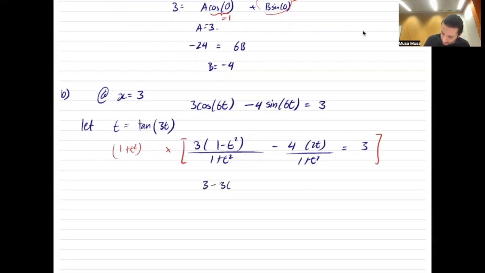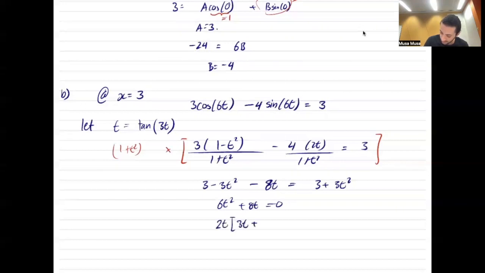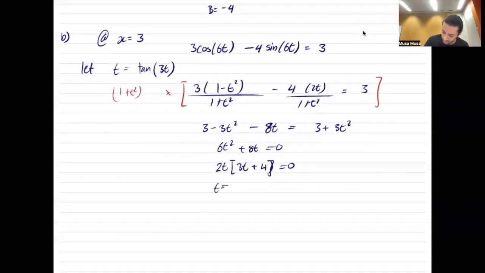We get 3 minus 3T squared minus 8T equals 3 plus 3T squared. Moving everything over, we get 6T squared plus 8T equals 0. Oh, let's go. Thank God. This isn't a quadratic. What can we factor out? We can factor out 2T and be left with 3T plus 4. T equals 0 or T equals minus 4 on 3.